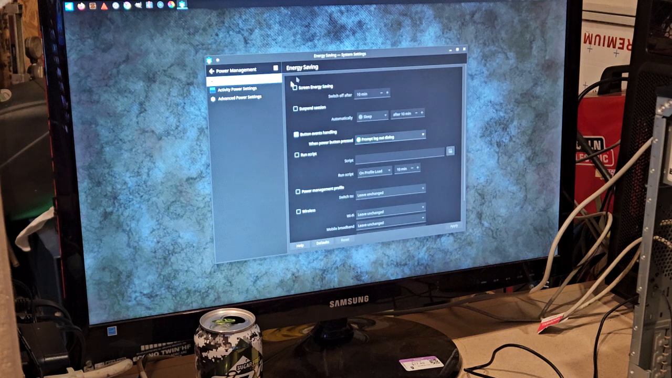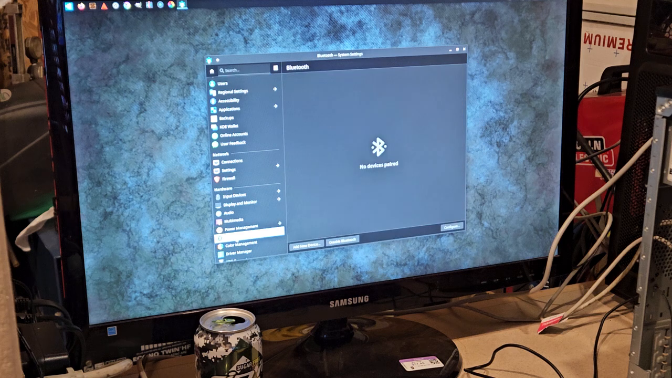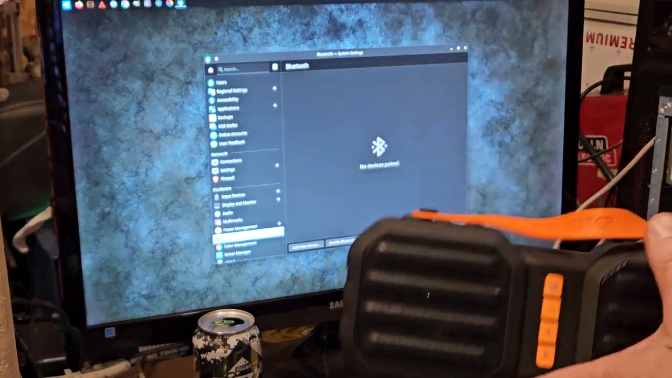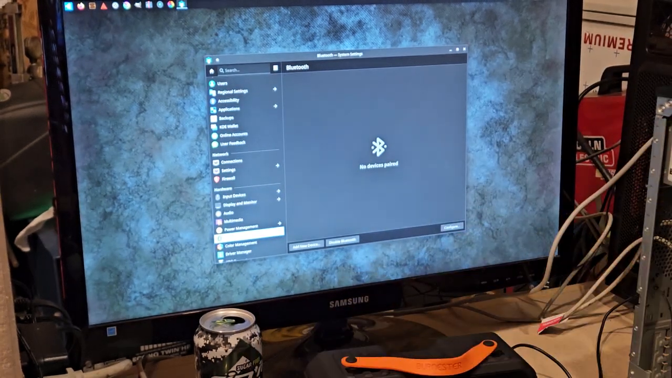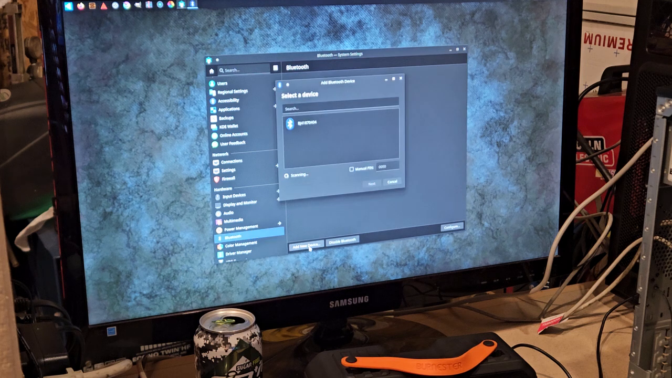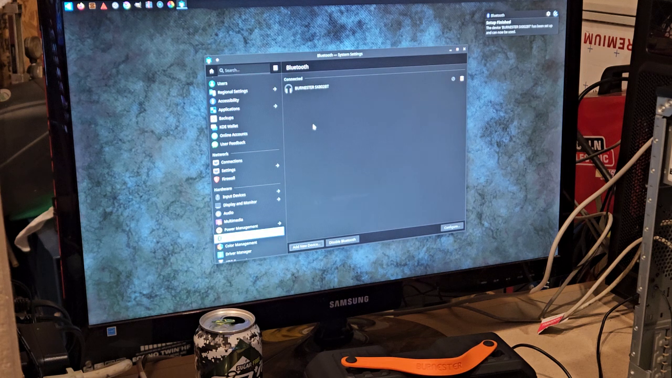So energy savings, gotta make sure all this stuff is unchecked. We do have Bluetooth. Let's try something here. I get this goofy little speaker. It's called a burnister. Alright, let's see. There it is right there. Okay. Alright.